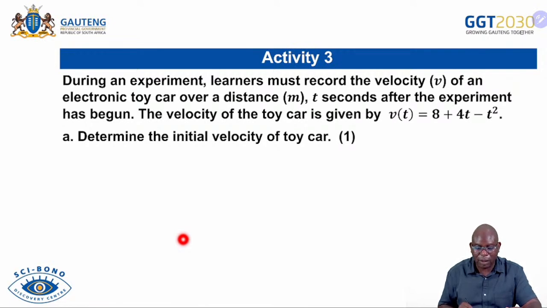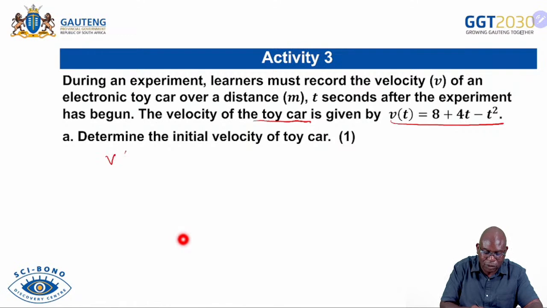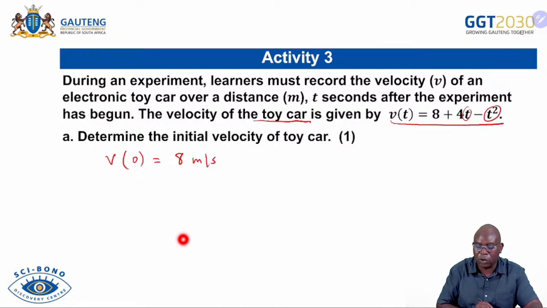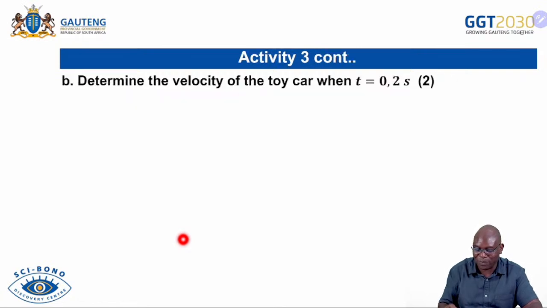Now it says during an experiment, learners must record the velocity, which means the velocity has been given. They record the velocity of the toy car. The first question says determine the initial velocity. Once you say initial, we know we need the velocity v at 0. If I put a 0 there, I'll get 8 meters per second. It's only one mark, so no problem there.